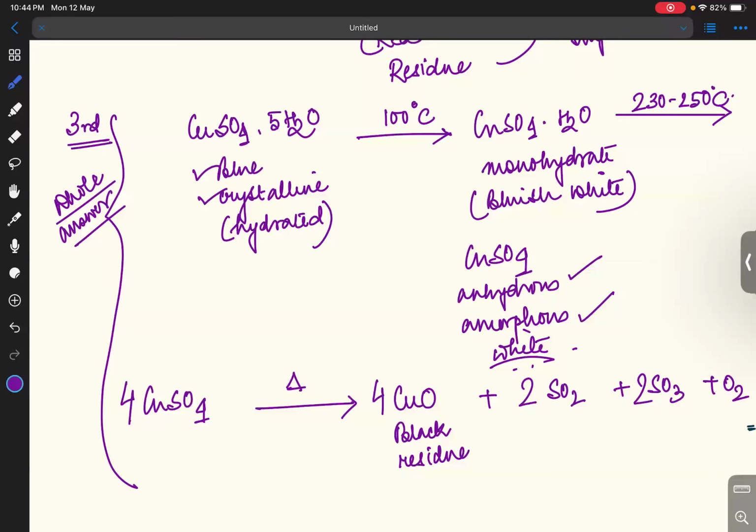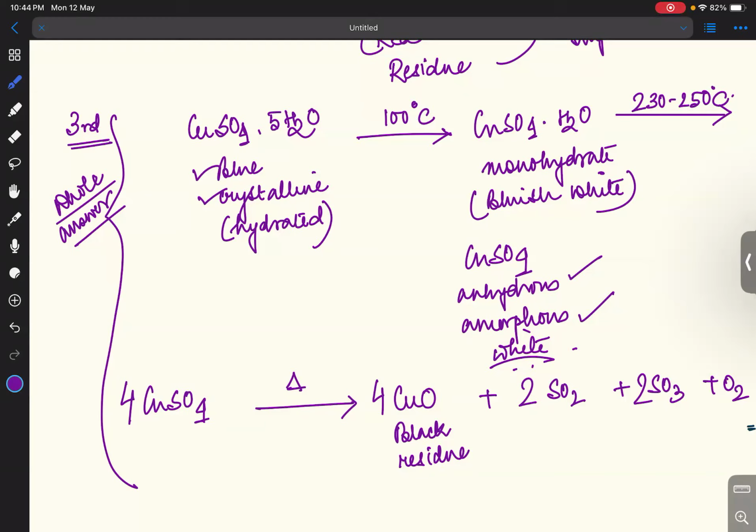But further, if we strongly heat, now when it loses all the water molecules at a temperature of around 250 degrees Celsius, then we will get the complete anhydrous form of copper sulfate. Now, once no water molecule is there, it is completely anhydrous, it's completely amorphous, and it's white in color.